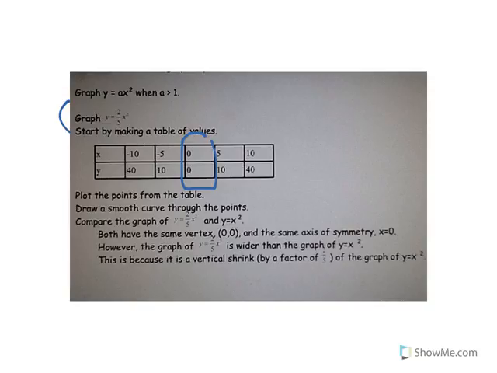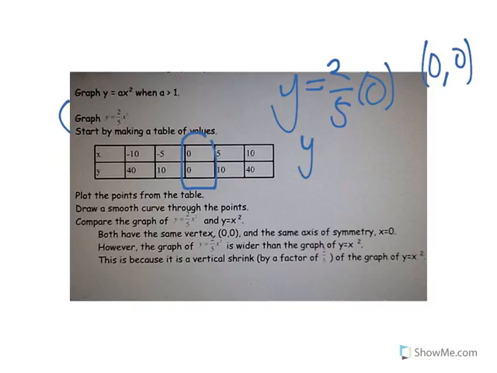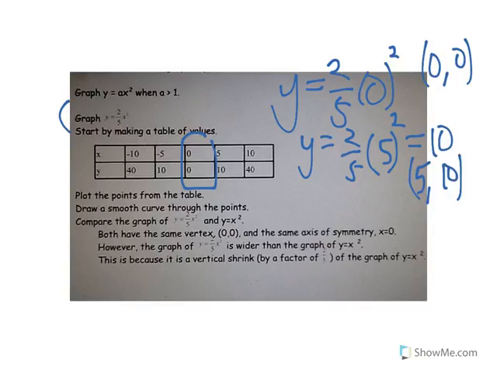So if I plug in 0 into that equation, it's going to be y is equal to 2/5 times 0 squared. So it's just going to be 0, 0. If I do y is equal to 2/5 times 5 squared, then 5 squared is 25. 25 times 2 is 50, divided by 5. So y is then going to be equal to 10. So my point is going to be 5, 10.